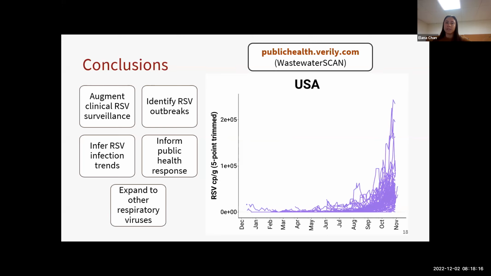Finally, since this has been successful for another respiratory virus, there is now interest, and there's also been work being done, on expanding wastewater-based epidemiology to other respiratory viruses, such as influenza. I just want to end with one example of how this is all being scaled up more widely. This is an example of the wastewater SCAN project, which currently includes 84 sites across 20 states in the US. This is possible because of Verily, our commercial lab partner. This graph shows RSV concentrations across all of these sites currently in the wastewater SCAN project, and you can see that RSV concentrations are increasing across the US. To learn more or see the data, you can visit publichealth.verily.com.